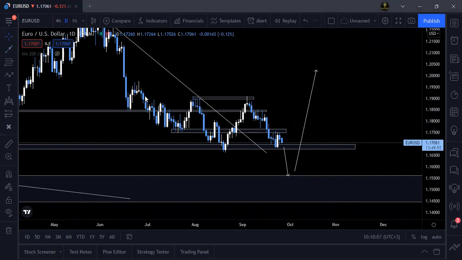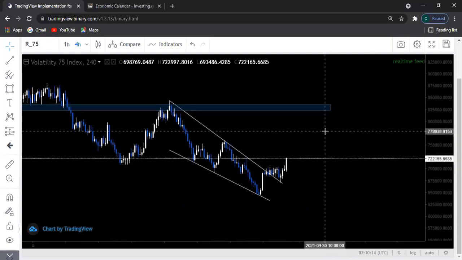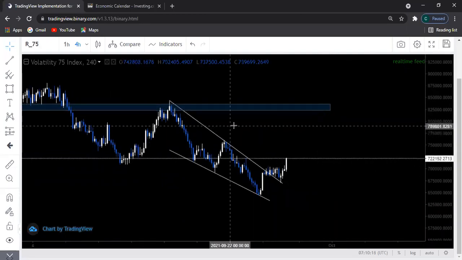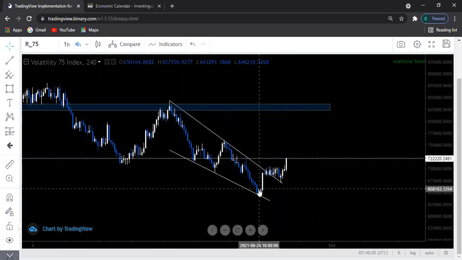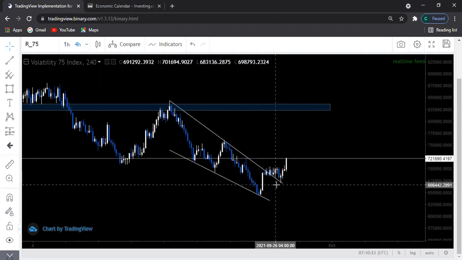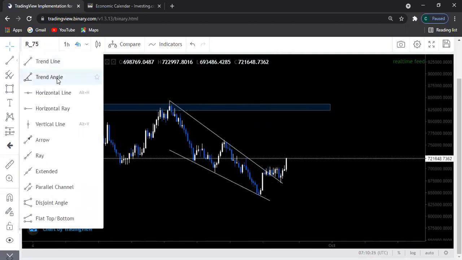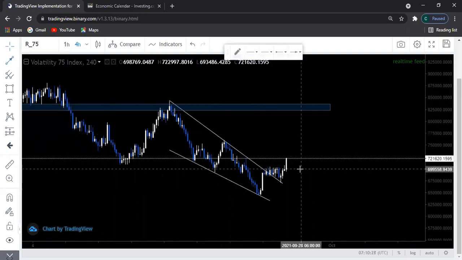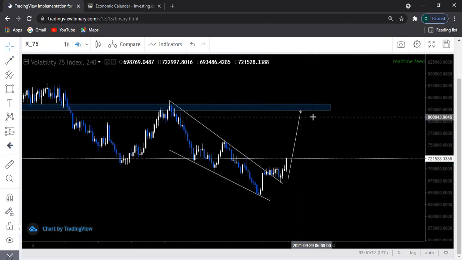So now looking back into the indices, we have volatility 75. Crazy, it's crazy. So prices did break above this falling wedge pattern, gave us a sweet retest here, and right now prices are pushing higher. So what I'm expecting to see is for prices to keep on pushing higher all the way until up here. So that's what I expect to see play out on the volatility 75.